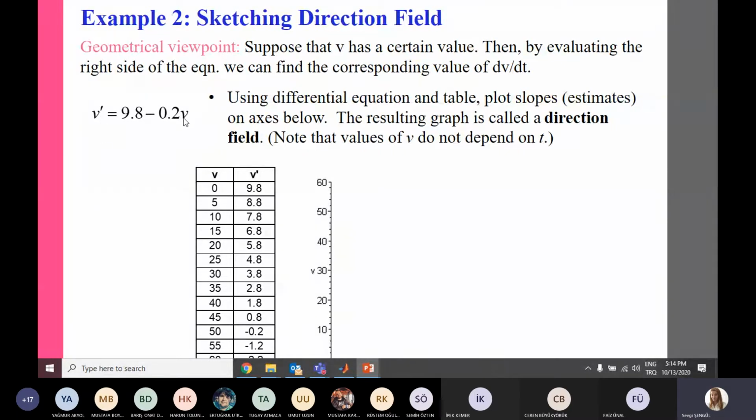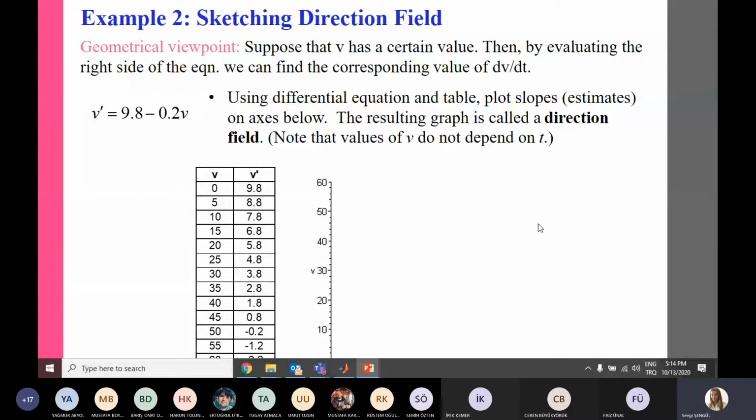So I can assume that if v is, for example, 10, what do you have? You have something positive, right? And the slope at 10 is going to be 9.8 minus 2, which is 7.8. And when it is 20, the slope is going to be less positive, which is 5.8. When it is 30, it is going to be 3.8. And when it is 49, what is it going to be? 9.8 minus 9.8, it will be 0.